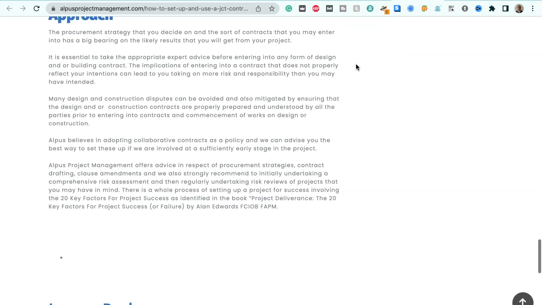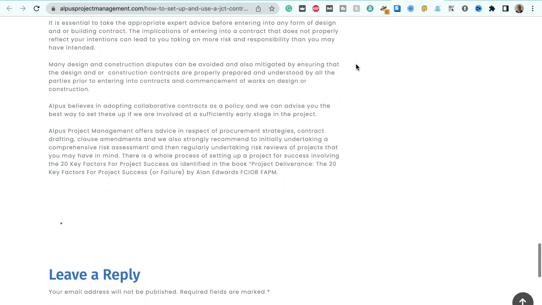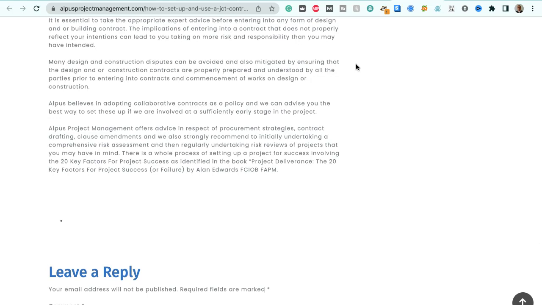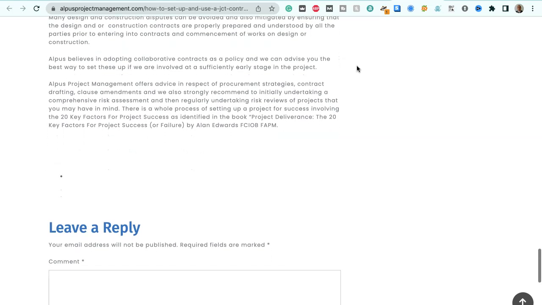The procurement strategy that you decide on and the sort of contracts that you may enter into has a big bearing on the likely results that you will get from your project. It is essential to take the appropriate expert advice before entering into any form of design and/or building contract. The implications of entering into a contract that does not properly reflect your intentions can lead to you taking on more risk and responsibility than you may have intended.